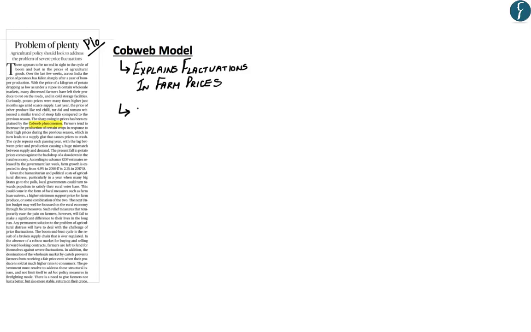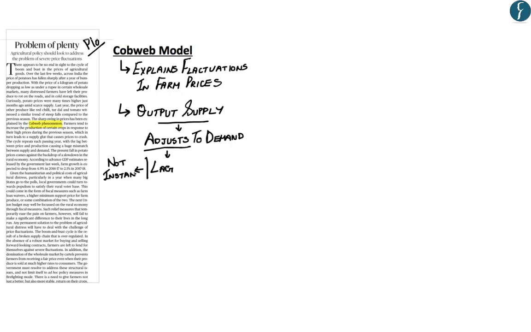This model states that the supply of output, the agricultural crop, adjusts to the changing conditions of demand. But this adjustment is with a time lag. This time lag means that the adjustment is not instantaneous but occurs after a certain period of time. Now let us understand this with an example.